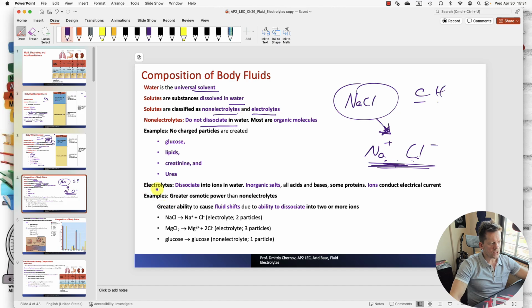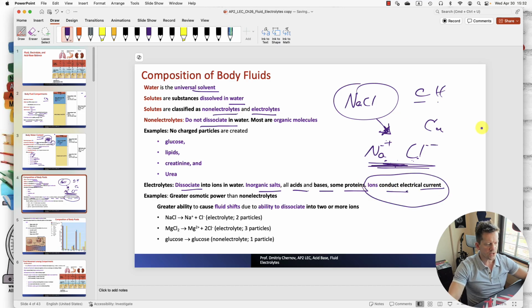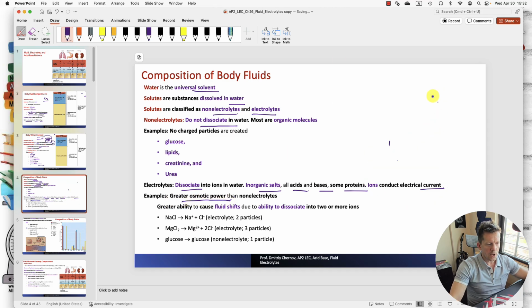So electrolytes dissociate into water, and they take their respective charges. That's why we call them electrolytes, because now they can conduct electrical current. Ions conduct electrical currents. An electrolyte is an ion that has a charge. So these electrolytes do have great osmotic power.